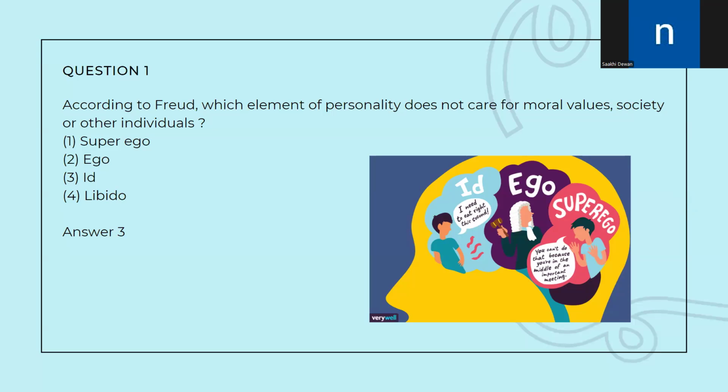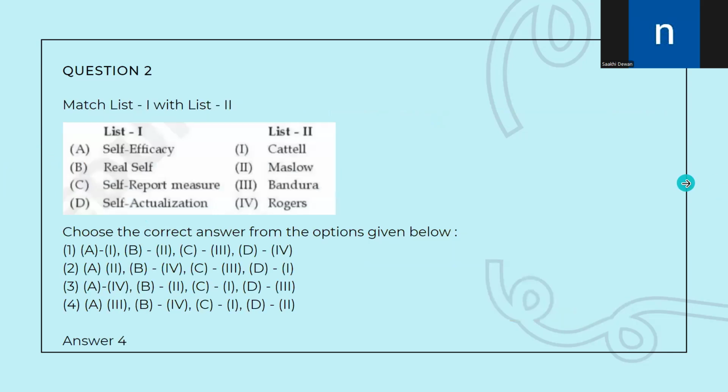It merely focuses on immediate gratification of needs and it does not entertain any delay or postponement in the fulfillment of those needs. So it is id that does not care for moral values, society, and other individuals. So the answer for this question will be the third part, that is id. Let us move on to the next question then.